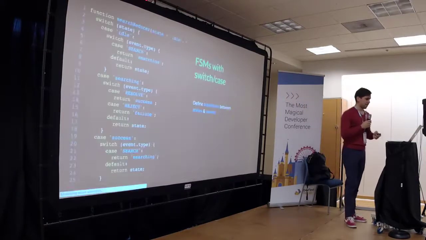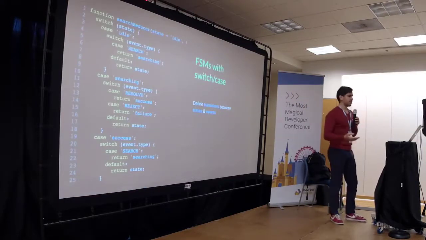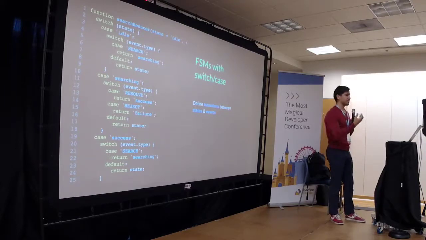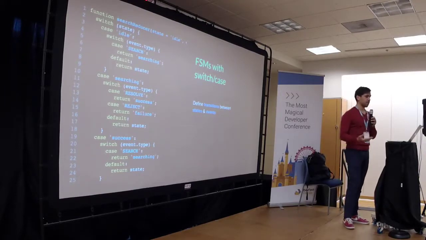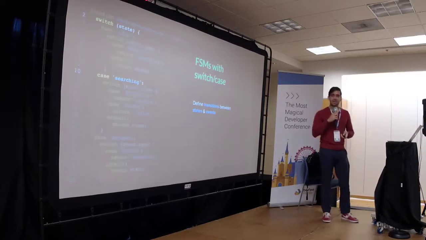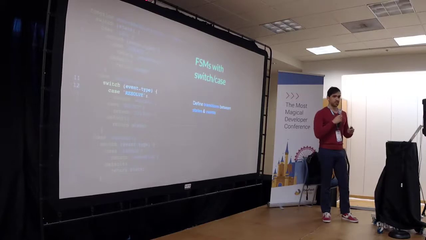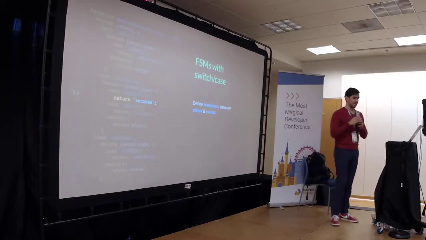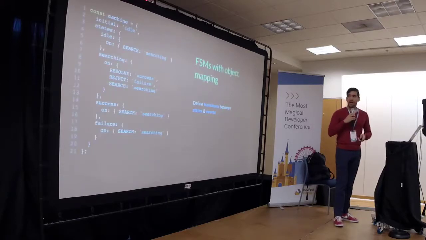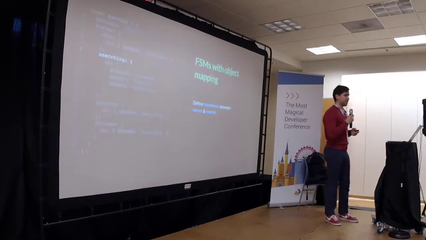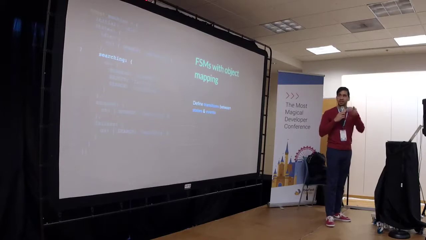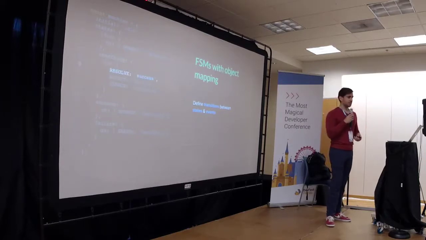So you can make finite state machines with switch case statements because this is such a core concept in computer science and programming languages that you're basically matching on what the state is, such as searching, what the event that just occurred was, such as a resolve event, and then you would return what the next state is as a result. But what I like to do is use object mapping, and in this case we would have a key of an object, which is the state, and then another nested object where we map events to the next state.